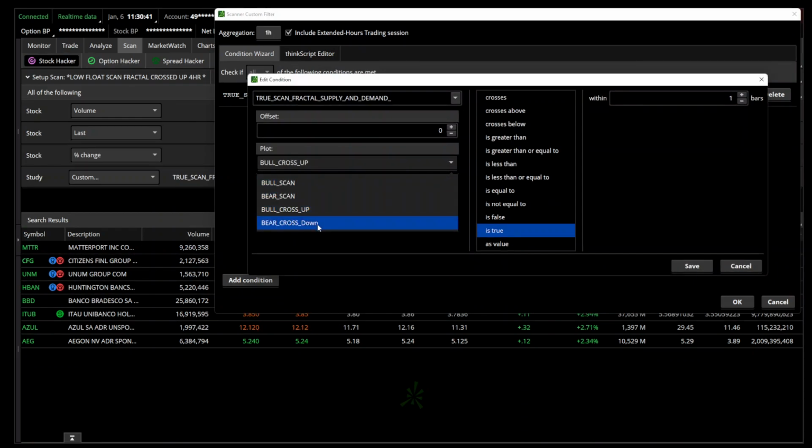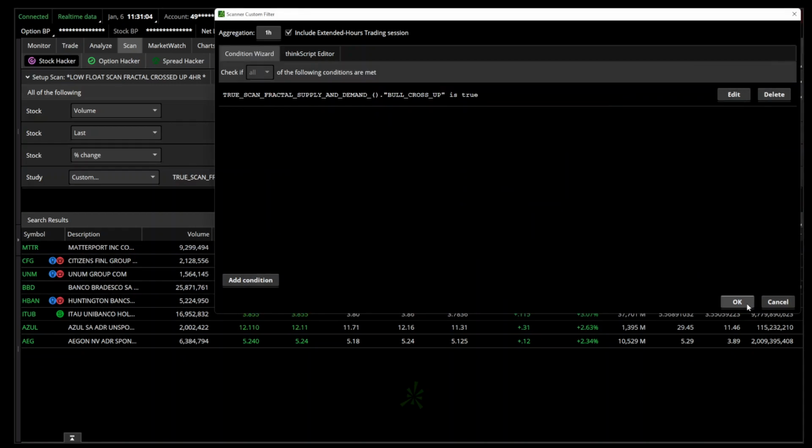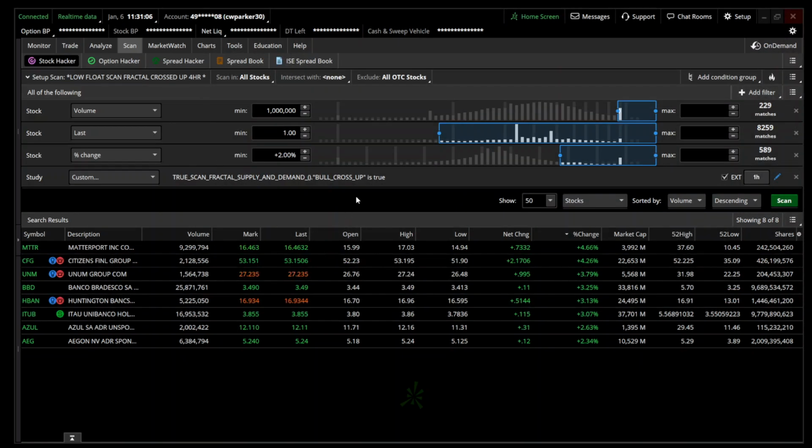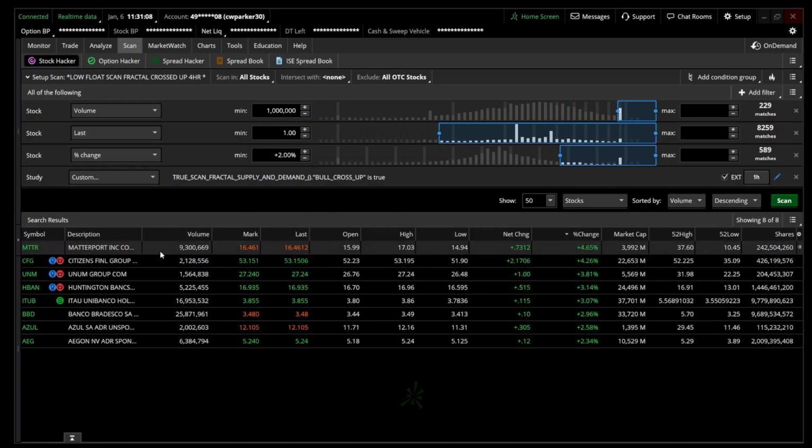You want to go bears, or cross up to bullish, and a bear scan is when another up fractal is created. You can probably predict that the stock is going to go down for a little bit, and a bull scan is when a lower fractal is created and the stock usually gets a bounce. Right now I have it set up for the bull crossover, and that's where I got the Matterport at.